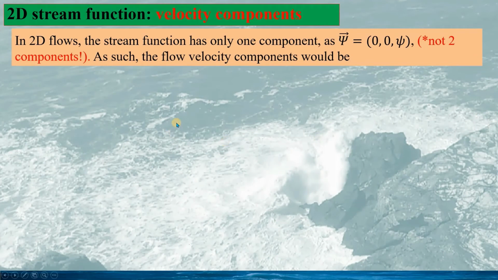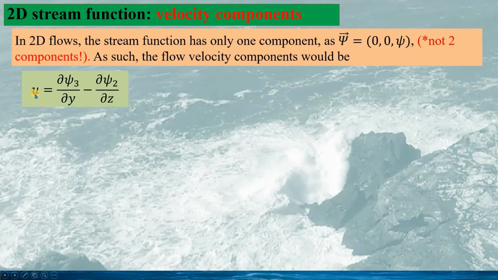In 2D flows, the stream function vector psi has only one component, written as psi here. It must be noted there are not two components, only one component in the stream function vector. As such, the fluid velocity components can be calculated as we have done before.